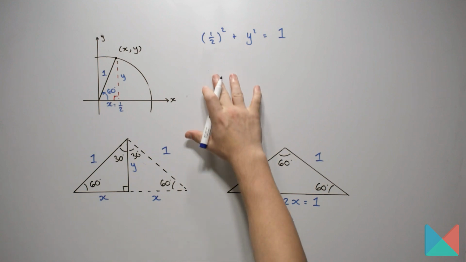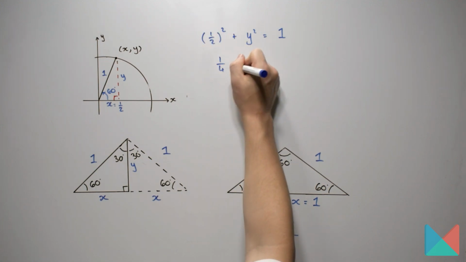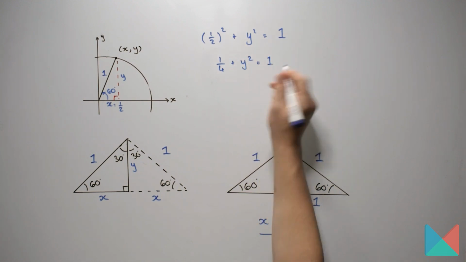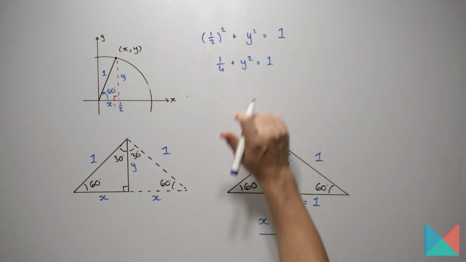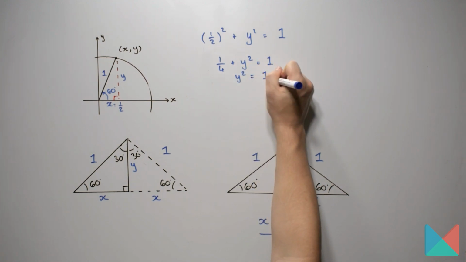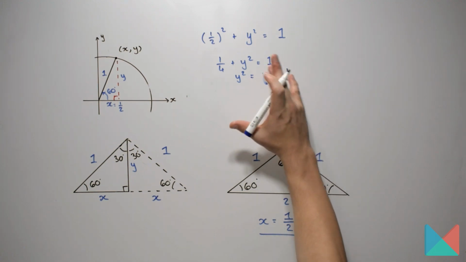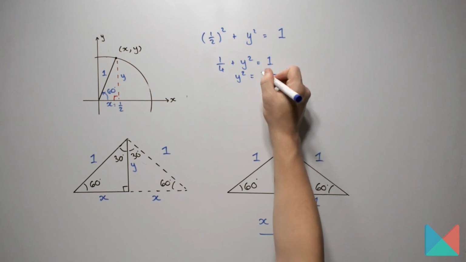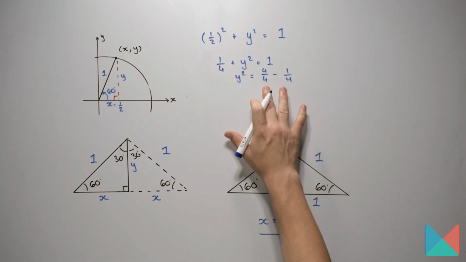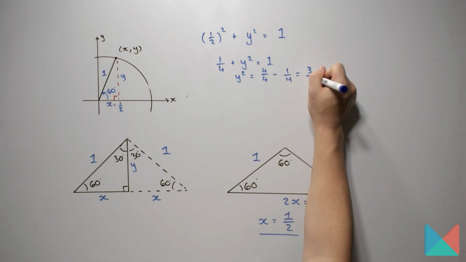So now we can simplify a bit, where we have 1 squared, which is just 1, divided by 2 squared, which is 4, plus y squared equals 1. And we can take this quarter over to the other side, and we get y squared is equal to 1 take 1 over 4. And we can change this 1 into 4 over 4, which is going to help us simplify. So we get 4 over 4 take 1 over 4, which equals 3 over 4.